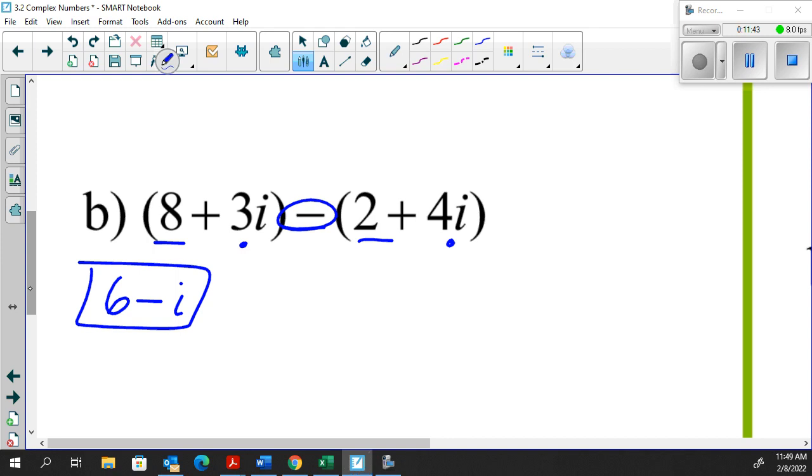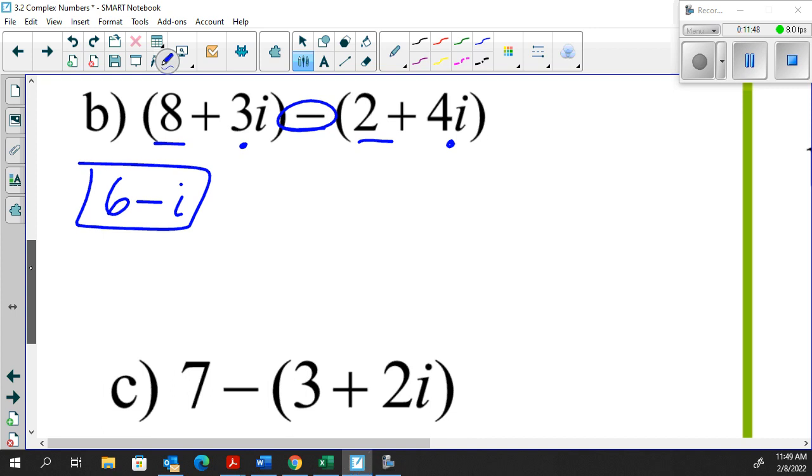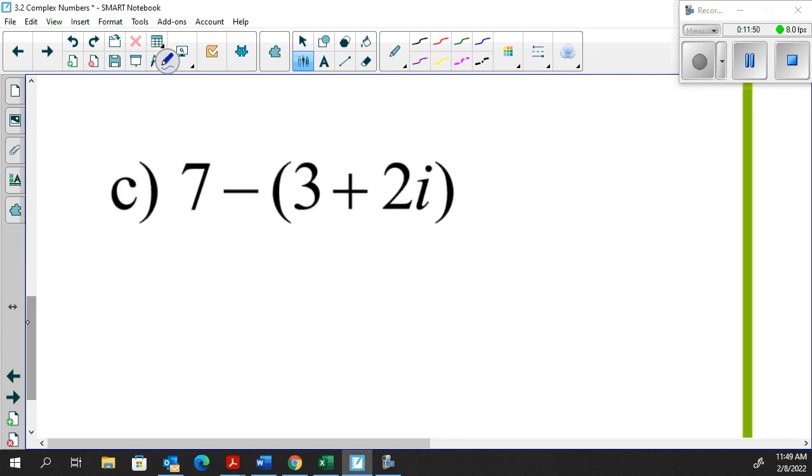All right, one more adding and subtracting, and then we'll talk about multiplying. This one's kind of goofy. I have 7 minus all this stuff. So I'm subtracting each of these pieces, and that's where it gets kind of goofy. I'm doing 7 minus 3. Well, that's 4. That's easy. But a lot of times students will have the tendency to just write plus 2i at the end of this. But that's not what we get, because we're subtracting 2i.